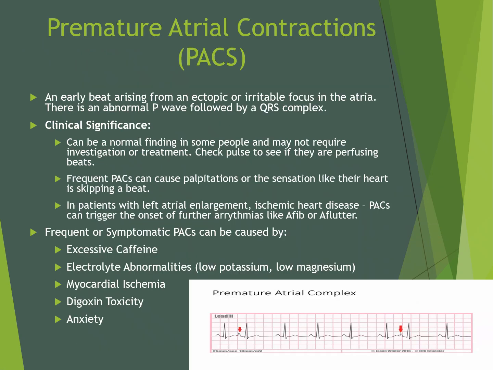The next couple of slides, we will focus on some of the variations of premature beats. Premature atrial contractions, or PACs, are early beats arising from an ectopic or irritable focus in the atria. There is an abnormal P wave followed by a QRS. You can see down below, we have a normal beat with a PAC with an abnormal P wave coming in early. Then we have 4 normal beats and another PAC.